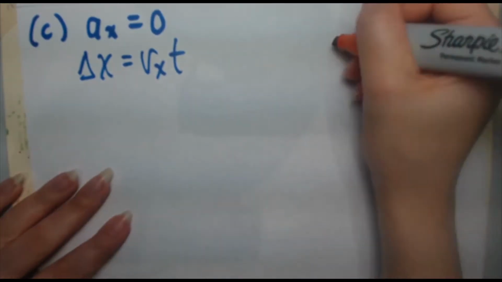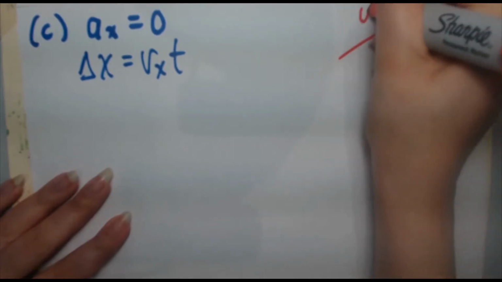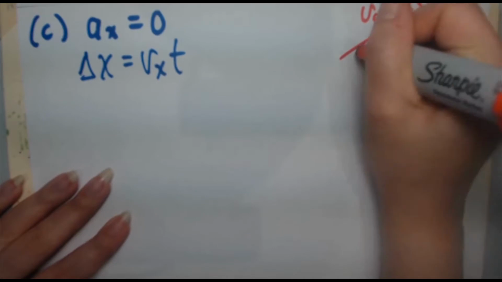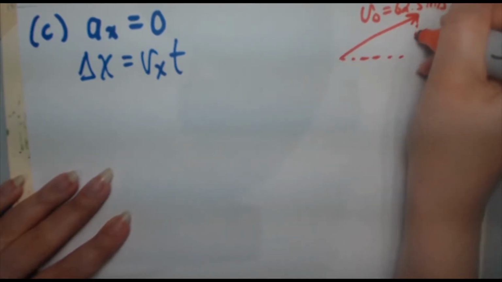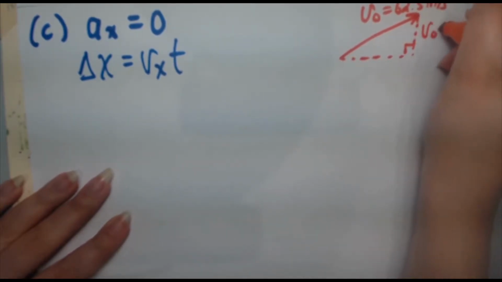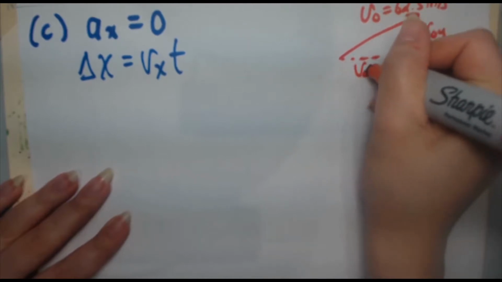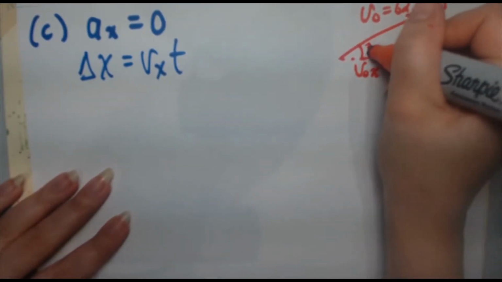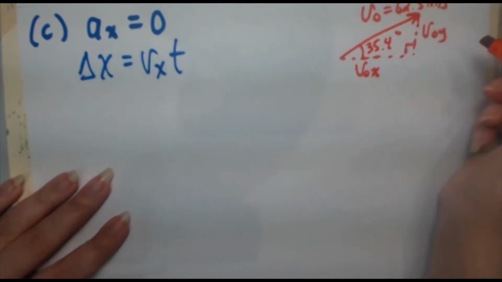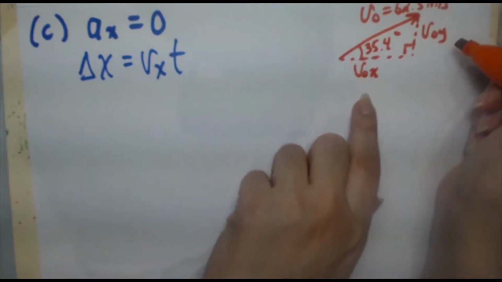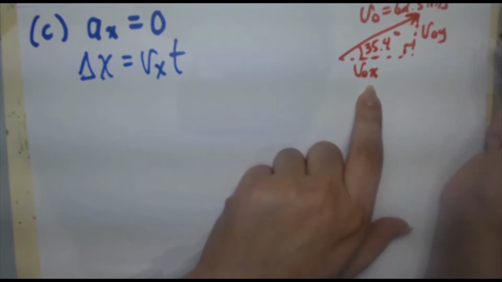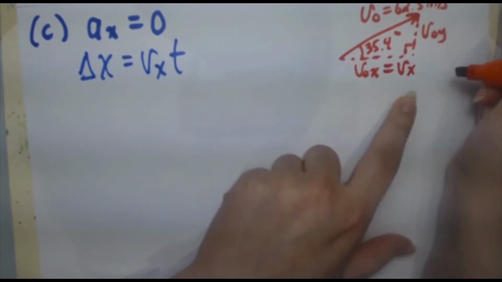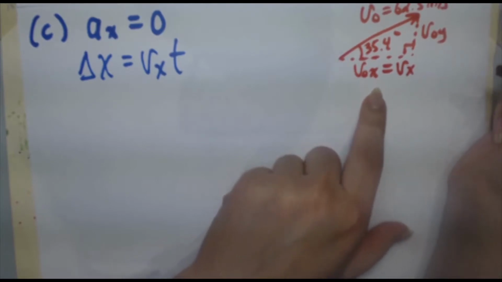Okay, so originally, remember we had our V0, it was 62.5 meters per second. And then we divided this up into vertical and horizontal components. We determined the V0y, and again, this is at an angle of 35.4 degrees. You see how I've labeled this V0x? Technically, you don't even have to write it as that. You can just write it as Vx. Since V0x and Vx are the same, there's no acceleration.